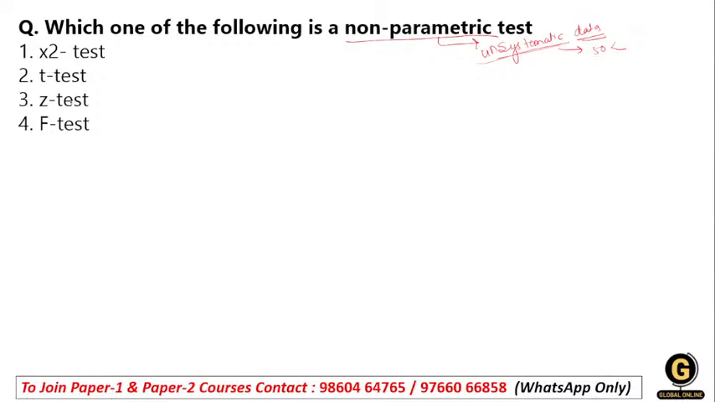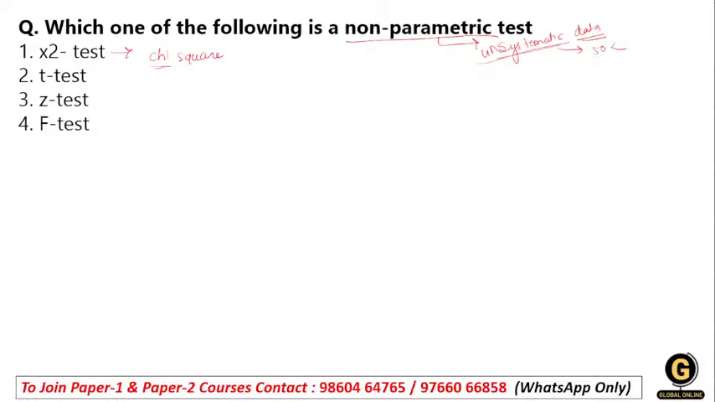Okay, so we have an option, X square test. What is this X square test? This is nothing but your chi-square test, isn't it student? Then we have the T test, Z test and F test. So what will be the right answer according to you? I'm not wasting too much time waiting for your reply, because this is a high peak time and you have to revise as fast as possible. So student, what will be the right answer?